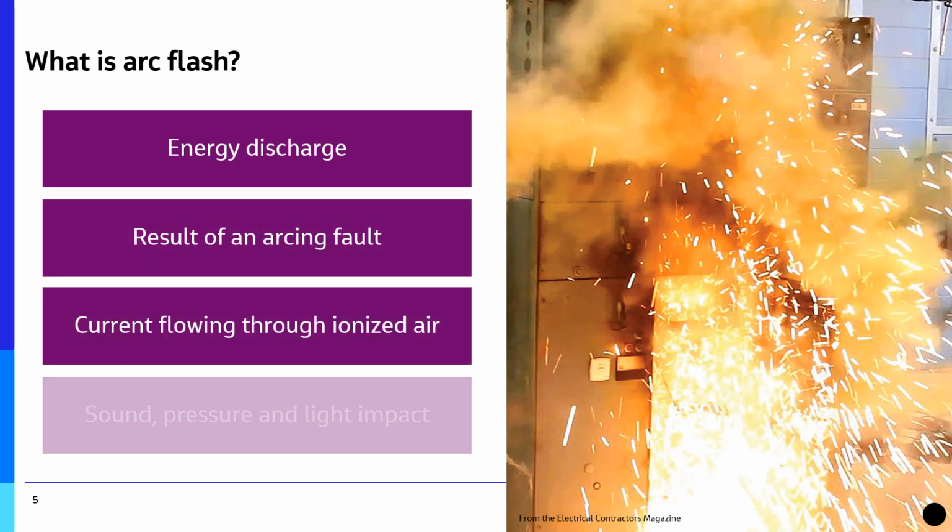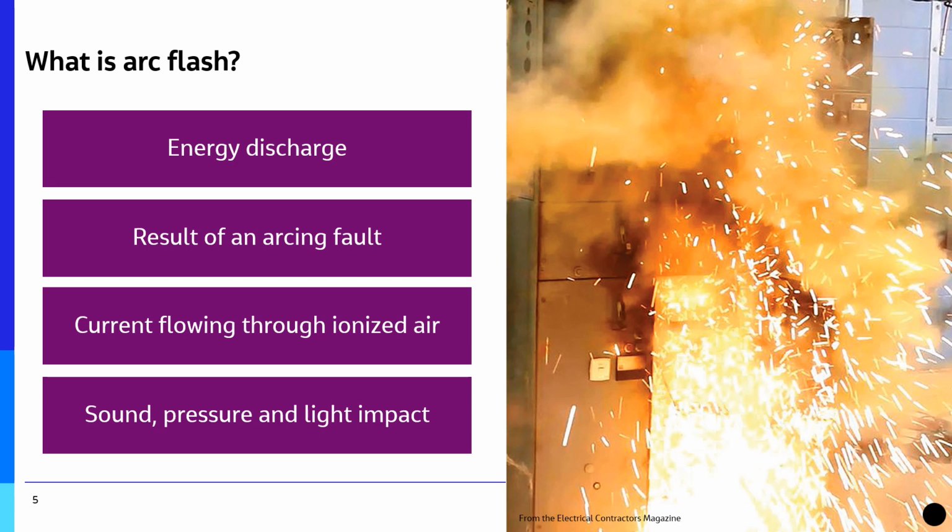The question now is, what exactly is arc flash? And the answer is that arc flash is mainly a discharge of energy. It is the sudden release of energy, electrical energy to be more precise, through the air following a phase-to-phase or phase-to-ground electrical fault. During an arc flash event, electrical current flows through ionized air and causes a tremendous sound, pressure, and light impact as electrical energy is converted into other forms of energy.